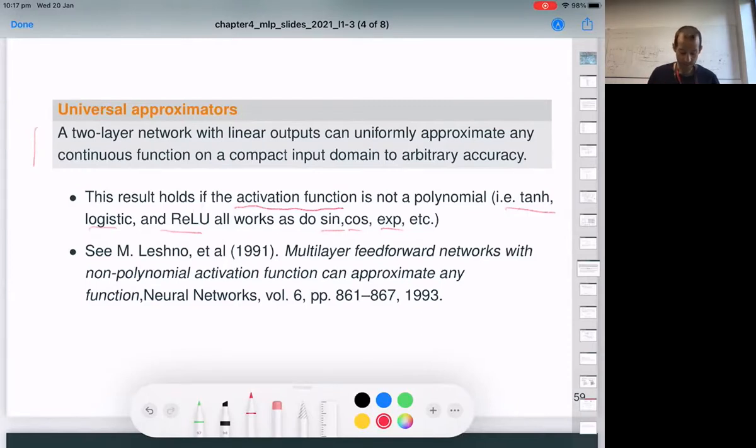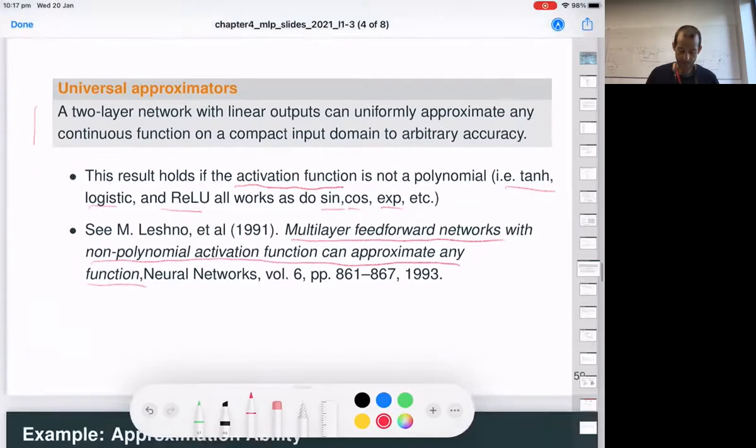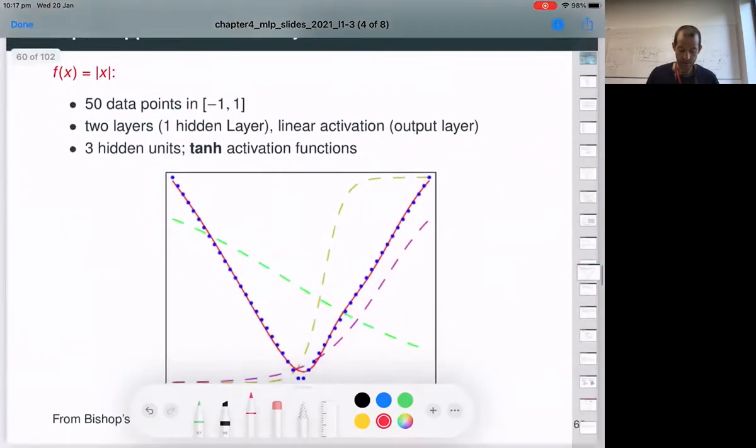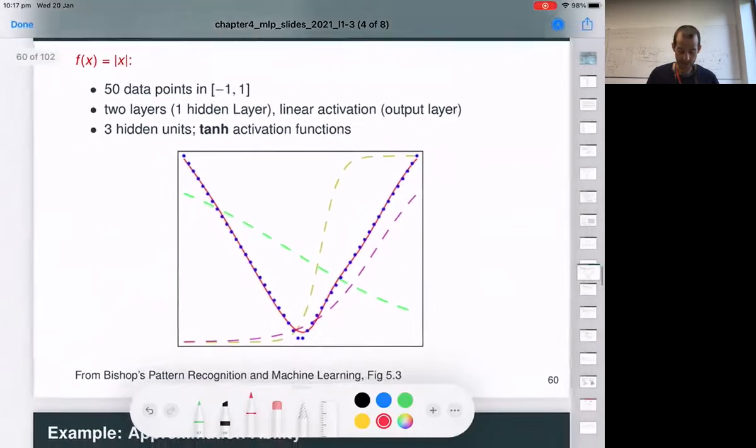And I suggest you this nice paper. It is a little bit technical, and I will just highlight the main point of this paper today, which exposes this point.